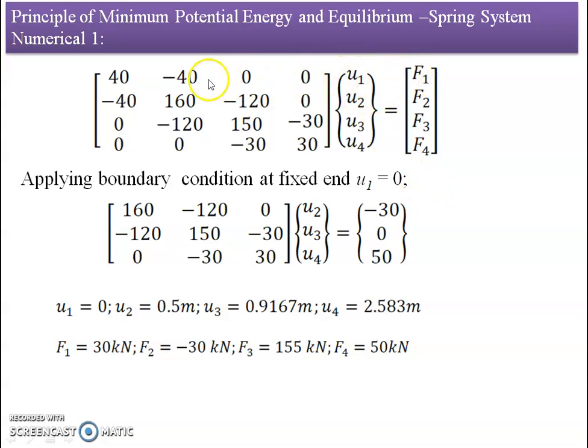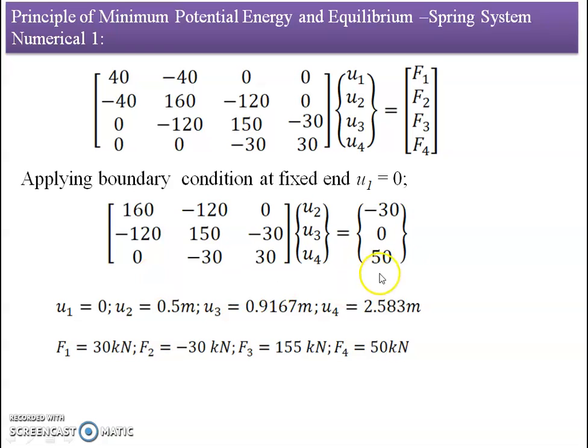So we can omit the first row and first column from this, because by applying it, what remains is the 3 by 3 matrix for u2, u3, u4, and the corresponding forces are known to us. So here: 160, minus 120, 0; minus 120, 150, minus 30; 0, minus 30, 30, times u2, u3, u4. And here f2 value is minus 30, it is going towards the left hand side, and at the third node there is no force applied, that's why 0, and at node 4 there is an applied load which is in pull action, that's why it will be plus 50 here.